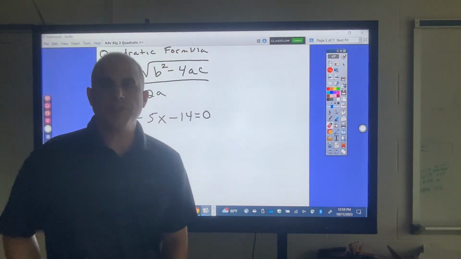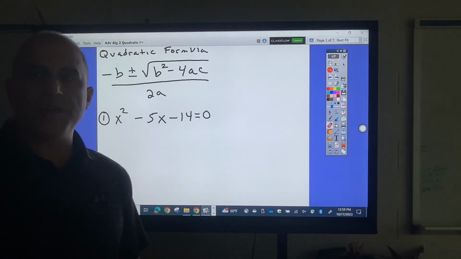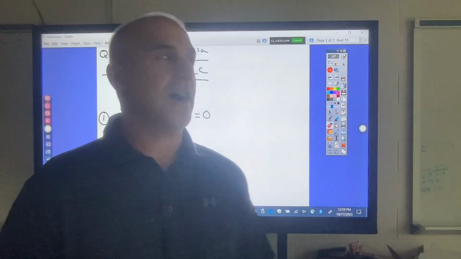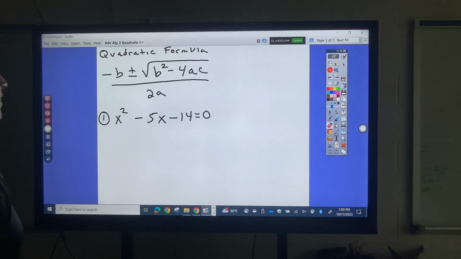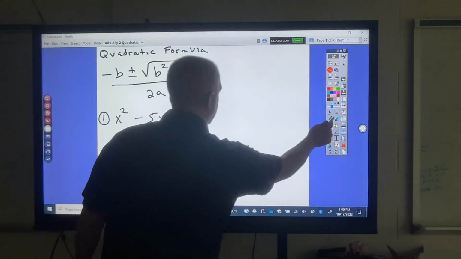Okay, this lesson will be for Algebra 2. This is going to be for the quadratic formula and also how to look at the discriminant and find the nature of roots. Okay, so the quadratic formula, here is the quadratic formula. I want to explain it.